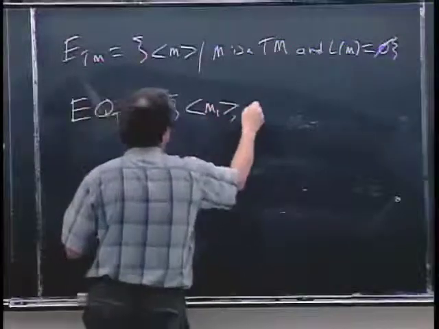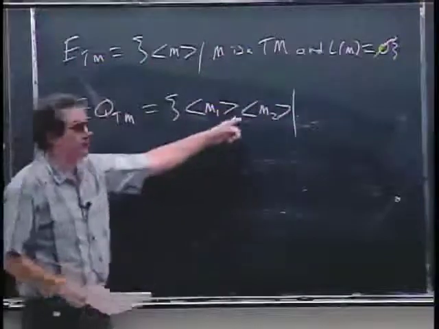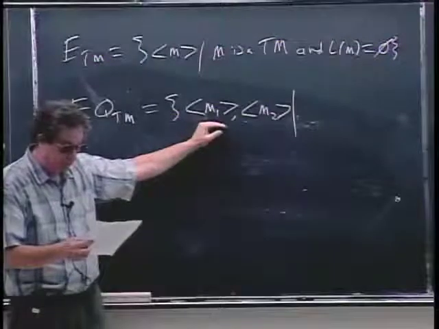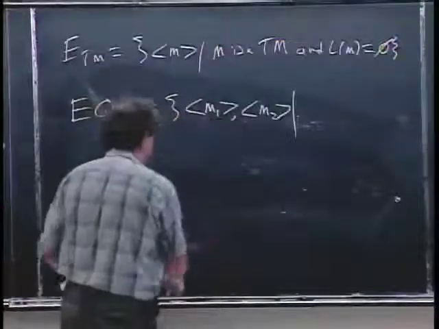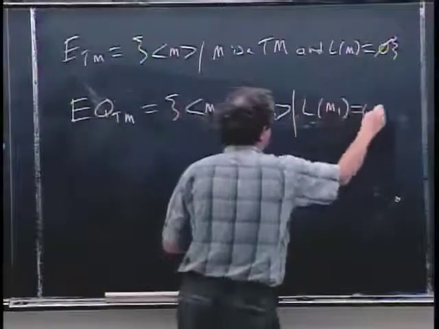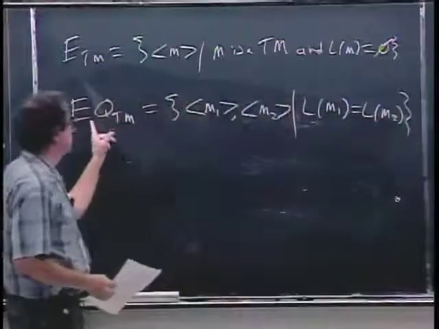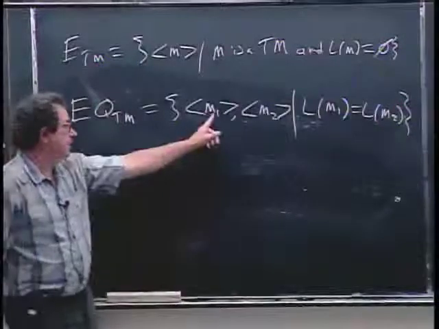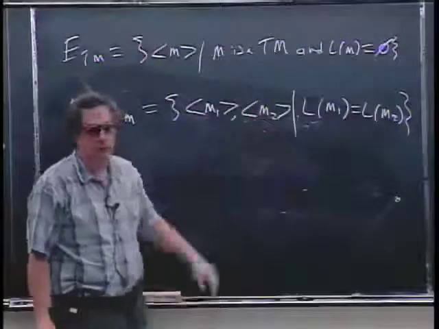This one is two Turing machines. So the input to this language, or the strings that are contained in this language, are descriptions of two Turing machines, such that L(M1) equals L(M2). So this is the equivalence. The EQ stands for equivalence or equality. Are the languages that are recognized by M1 and M2 the same?